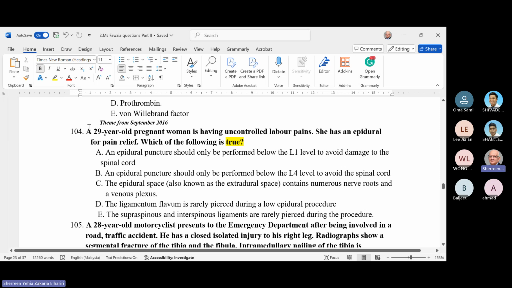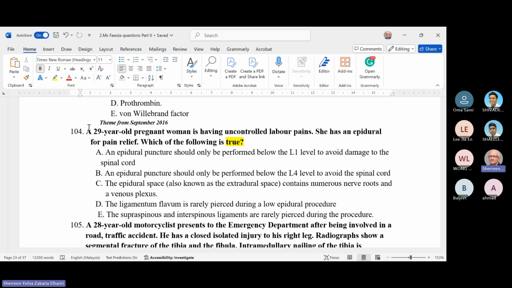A 29 years old pregnant woman has uncontrolled labor pain. She has an epidural for pain relief. Which of the following is true? This is difficult, so we take it one by one. An epidural puncture should only be performed below L1 level to avoid damage of the spinal cord. It is not only that, it can be between L1, L2, it can be lower, so it is not only.